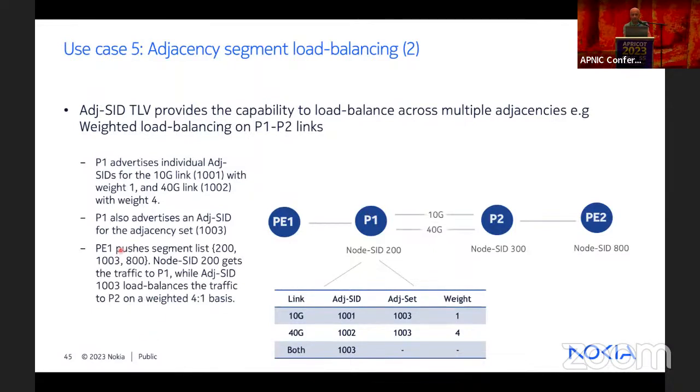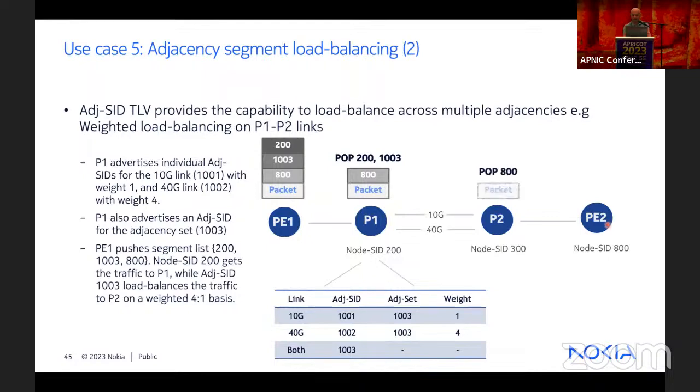So now let's just say P1 pushes a segment list 200, which will get it to P1. That's a node SID for P1. It then has an adjacency SID of 1003, which says load balance over the two adjacencies in a 1-to-4 ratio. And then it's got a SID of 800, which is your ultimate destination. So now that's what happens. It gets to P1, pops 200, 1003, and sends the traffic to P2. Some will get sent over the 10 gig link, some will get sent over the 40 gig link, but you end up using both the links. So it's one very simple example of how you can use an adjacency SID to get better utilization out of your network.